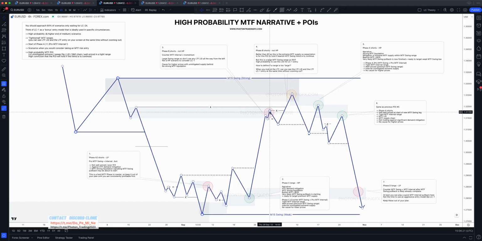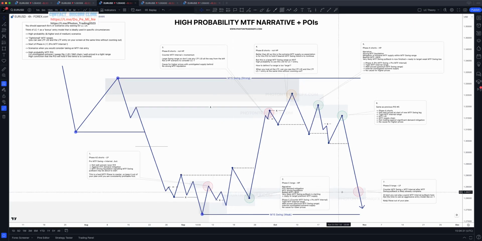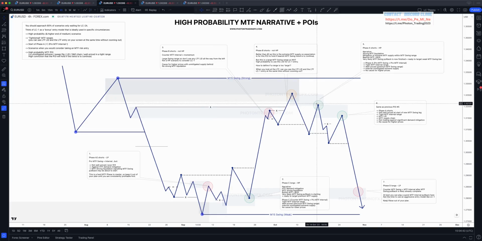So with this diagram, we're going to go through all of the phases and the areas where these colored circles are, like red, green, and orange. They are the areas in which we get a POI mitigation that I'm going to talk about. And of course, that's when you would then drop down to your lower time frame to look for your entry model of choice, okay? So obviously red being low probability, orange being medium, green being high. It's not an exact science.